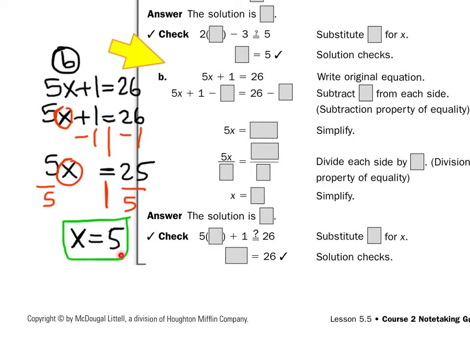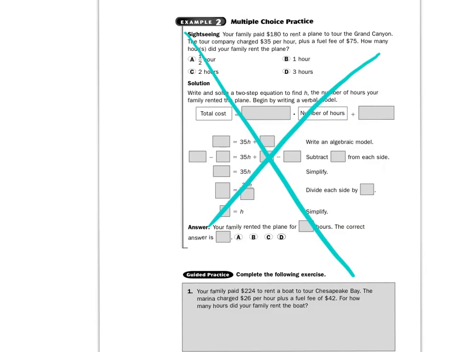So our solution is x equals 5. Okay, you can just skip example 2, so if you want to lightly exit out, that's fine with me.